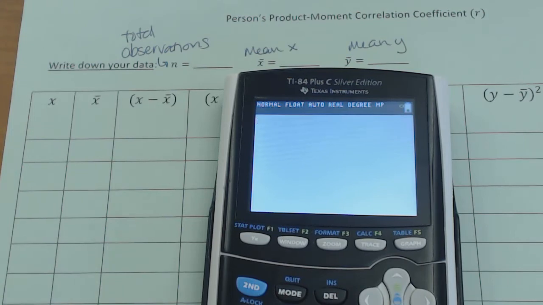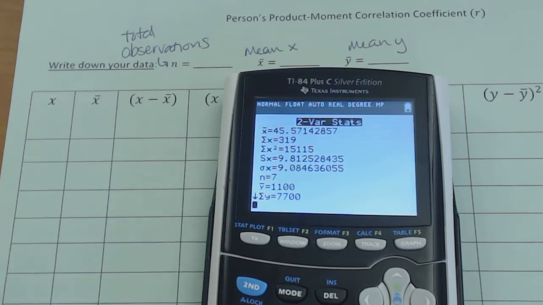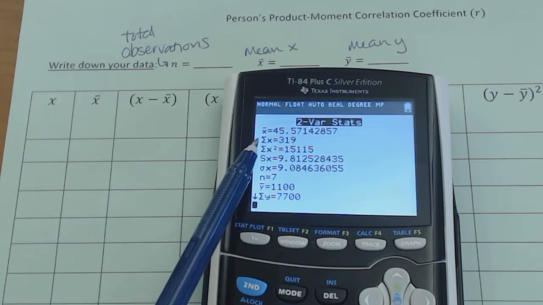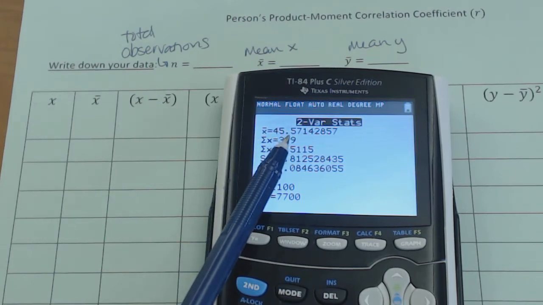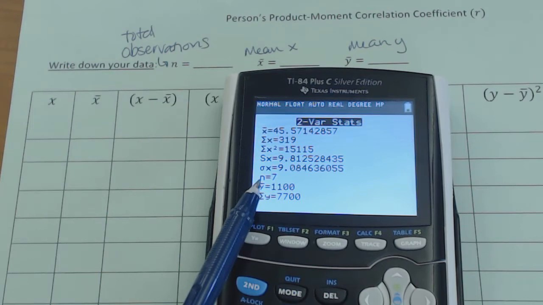I need L2. When you do that, you're going to see you find x bar. X bar is 45. I'm going to round to three significant figures, so 45.6. If you scroll down, you see n. N is 7.